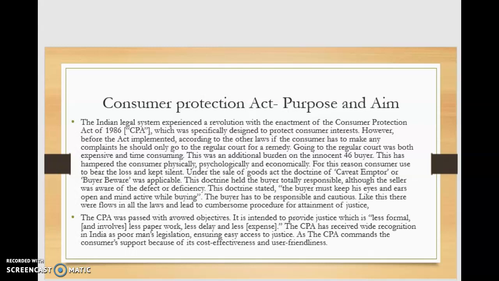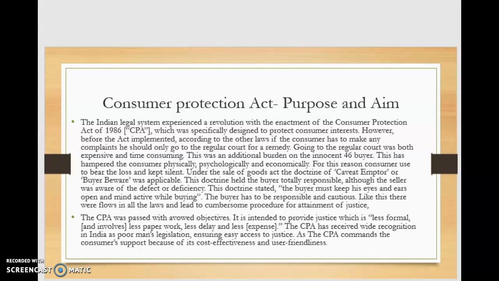In the medieval period, the Muslim rulers developed well organized market mechanisms. During the British period, a more modern, systemized legal system was introduced, and many laws were enacted in India. So when we talk about the consumer, we talk about the Consumer Protection Act.